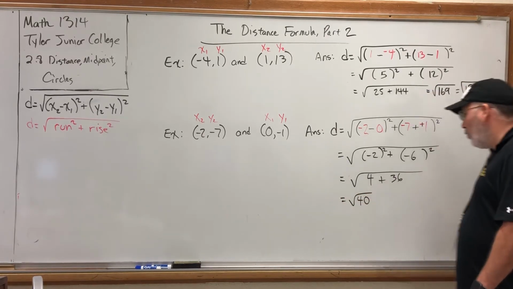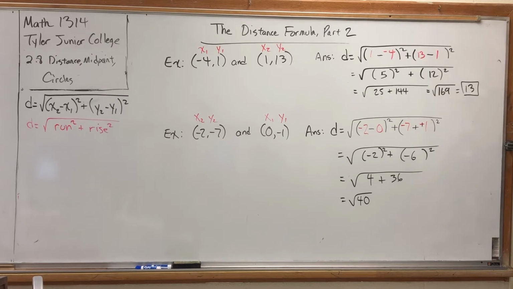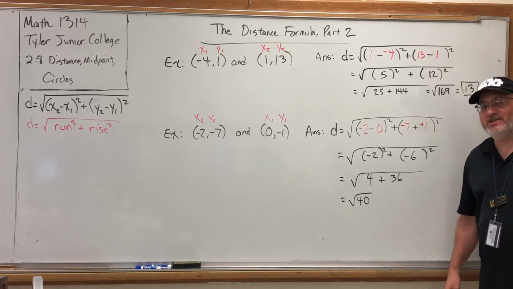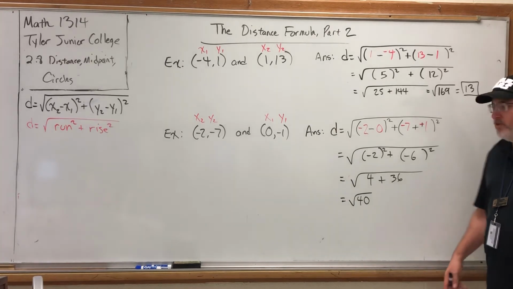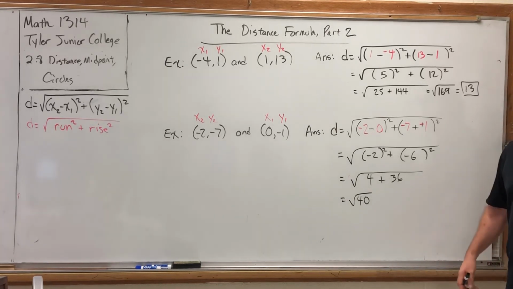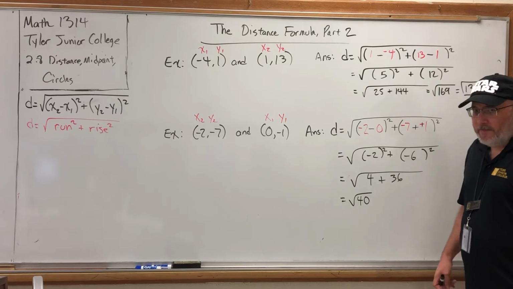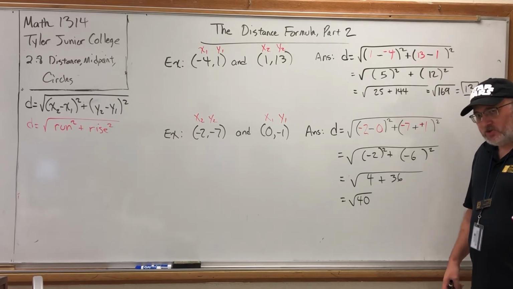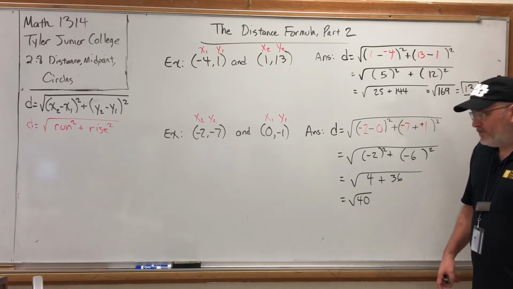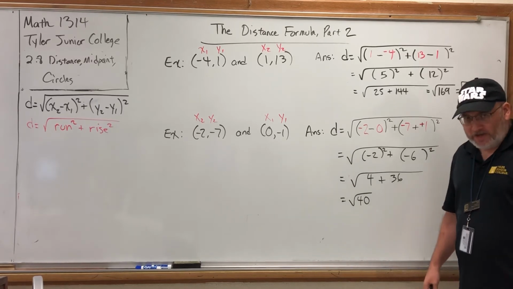And at this point, we've run into a slightly different issue than we did in the first one. In the first one, we got the square root of 169, but 169 is a perfect square. When we square root it, it's an integer. It's a whole number. Not so for the square root of 40. Now, what should we do with the square root of 40? This depends upon your professor's preferences, and if this is a homework question, what your homework asked for.